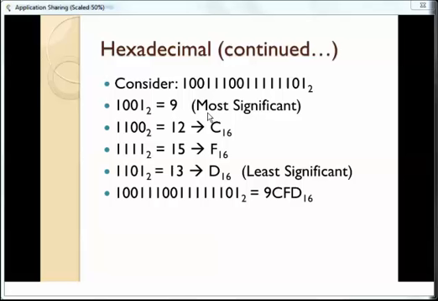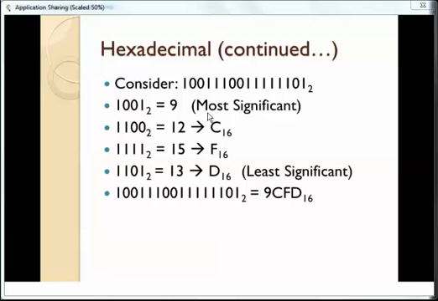And then we have 1100 base 2. That's going to be our next 4 binary digits, and that converts to 12, a decimal 12. Well, as we introduced the hexadecimal system, we noted there was no actual 12 in hexadecimal, but there is the equivalent C. So we would have C as our next hexadecimal digit.